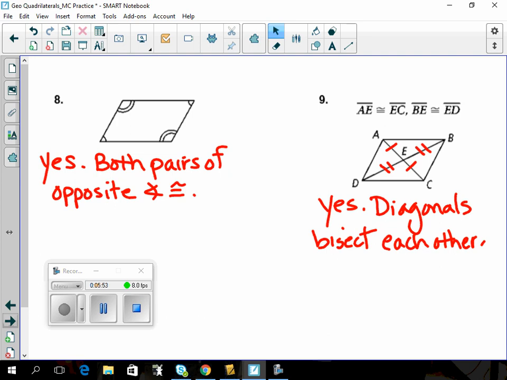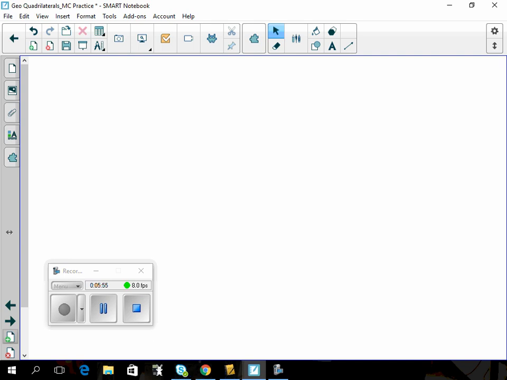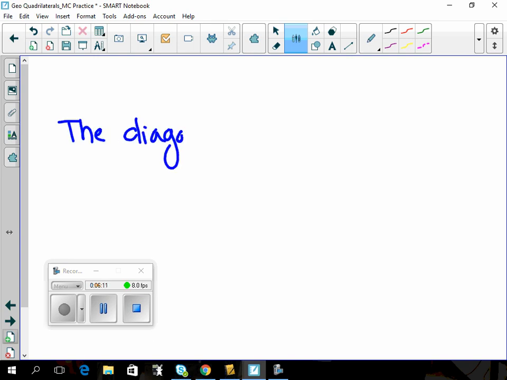So sometimes, always, never. If it's a sometimes, that means it could apply to one of the parallelograms, but maybe not all of them. So I'll just pick one, for example. Thank you, Tess, for letting me borrow yours. So it would say, I'm just going to pick some random one: the diagonals of a rectangle are blank.